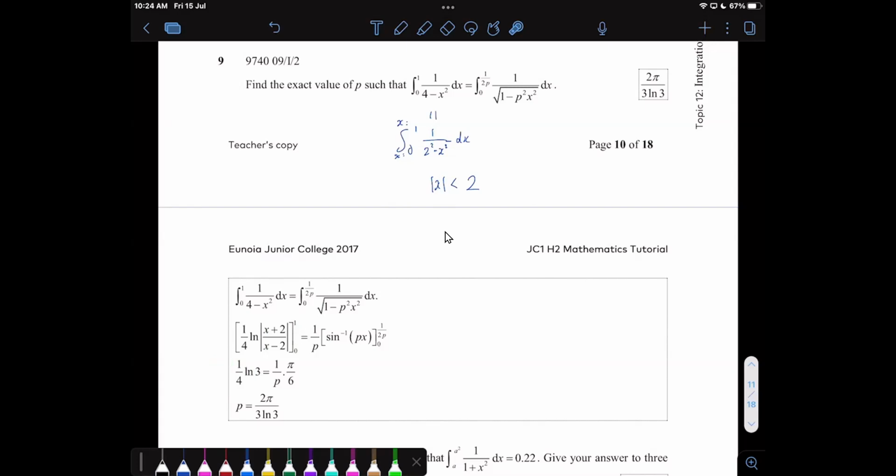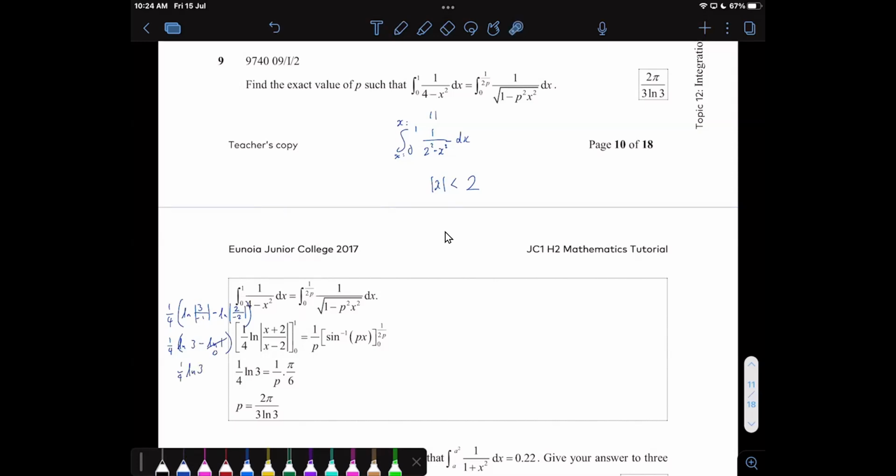Actually, let me double check why it's a 3 first. Okay, I'll just calculate it. 1/4 of ln of 1 plus 2, which is 3. Oh, it's a 3, right? 1 plus 2 is 3. Then 1 minus 2 is -1. Take the modulus. Minus away ln of 0 plus 2, which is 2, over 0 minus 2, which is -2. That's 1/4 of ln 3, bracket, minus away ln 1, bracket. That's a 0. That's how you get a 1/4 ln 3.